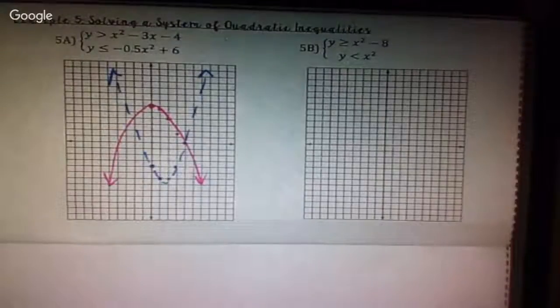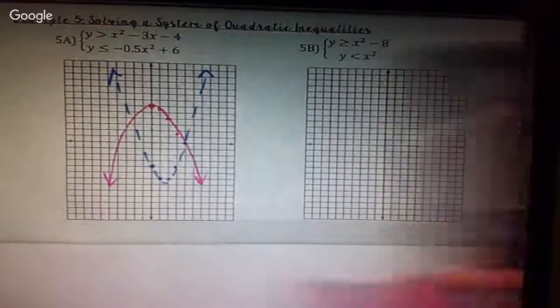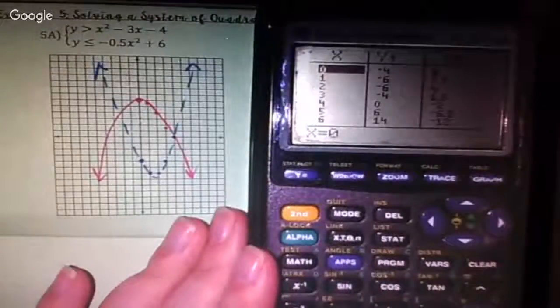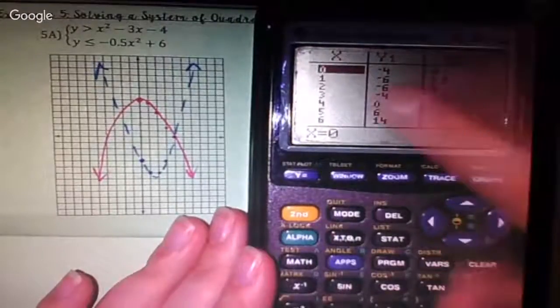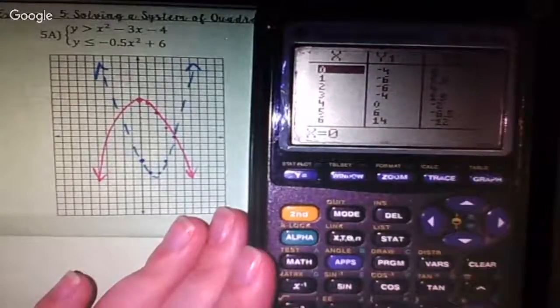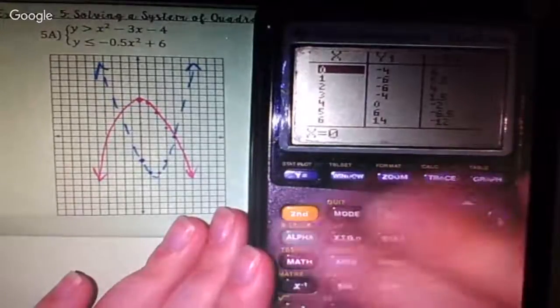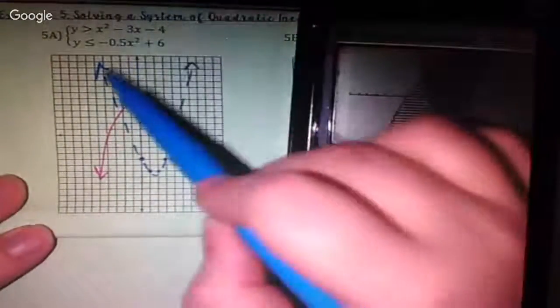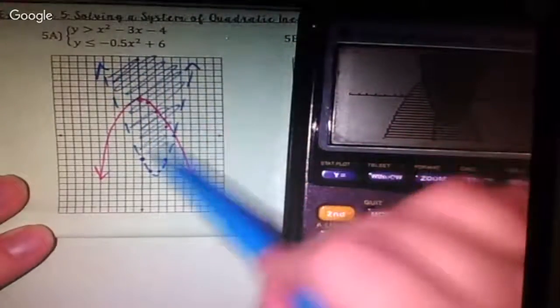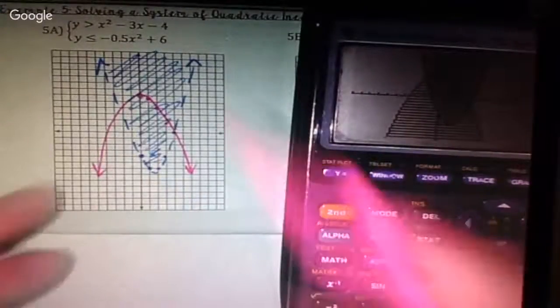Okay. It's not going to be absolutely perfect. So again, I got my points from here. Okay, your first equation is X and Y1 together. Your second equation is X and Y2 together. Okay, now if you go to your graph, look how it was shaded. So my first equation gets shaded up. My second equation gets shaded down.